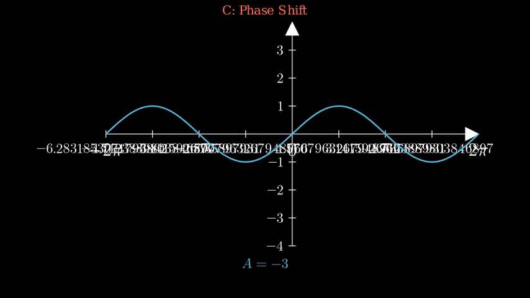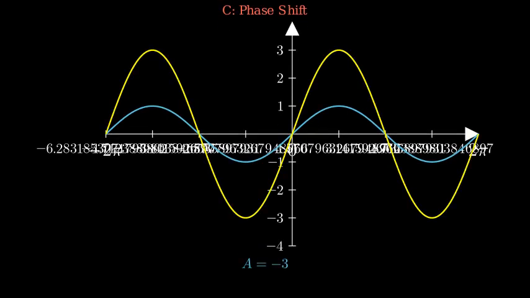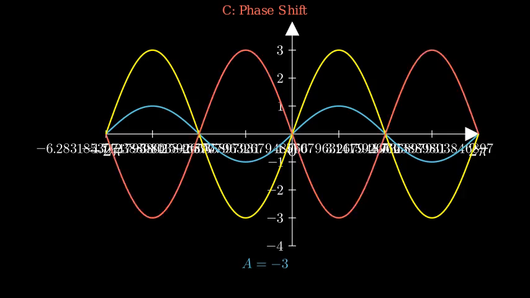First, let's look at the amplitude. In our function, a equals -3. The absolute value of a, which is 3, determines how far the function stretches vertically from the midline. The negative sign causes the function to be reflected across the x-axis.